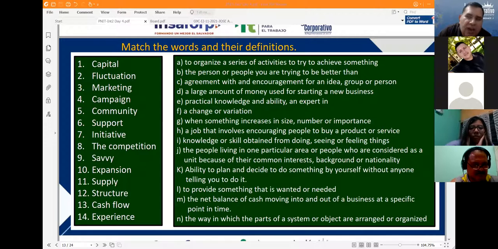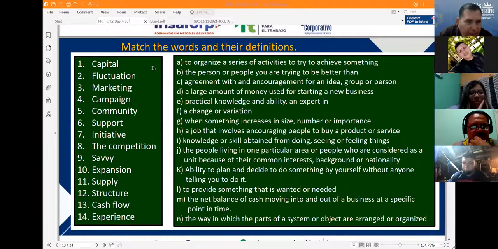We are on page 13 and we're doing match the words and their definitions. Okay, what we're going to do instead of making a tripachuca, we're going to write the letters next to the numbers, okay? The letters next to the numbers.